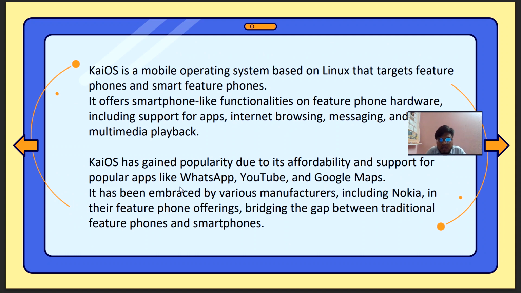KaiOS. KaiOS is a mobile operating system based on Linux that targets feature phones and smart feature phones. It offers smartphone-like functionalities on feature phone hardware, including support for internet browsing, messaging, multimedia playback, etc. KaiOS has gained popularity due to its affordability and support for popular apps such as WhatsApp, YouTube, Google Maps, etc. It has been embraced by various manufacturers, including Nokia, in their feature phone offerings, bridging the gap between traditional feature phones and smartphones.